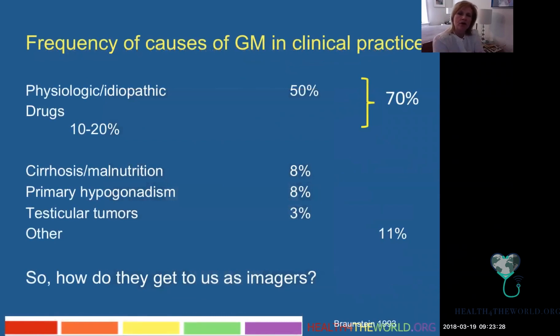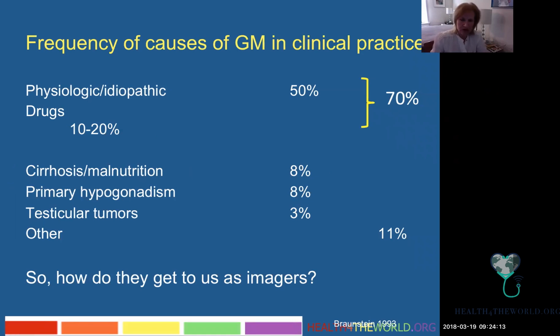Okay, so we've talked about all the causes of gynecomastia. How frequently are they seen in the typical clinical practice? Well, you can see here that the physiologic or idiopathic gynecomastia is responsible in about 50% of time. Then drugs as a cause of gynecomastia adds another 10 to 20%. So if we take these two together, physiologic or idiopathic and drugs, we're up to about 70% of patients. Then you can see a much smaller contribution is by patients with systemic diseases like cirrhosis, malnutrition, primary hypogonadism, testicular tumors, and other. So these are a very small contribution.